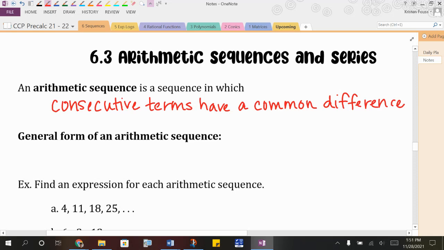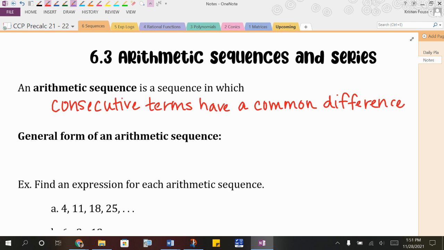So now that we've talked about what a sequence is in general and some different terminology and how we can find some sums, we're going to look at a more specific type of sequence today, which is called an arithmetic sequence. And I know it looks like arithmetic, like add, subtract, multiply, divide. It's actually said arithmetic. And an arithmetic sequence is a sequence in which consecutive terms have a common difference.